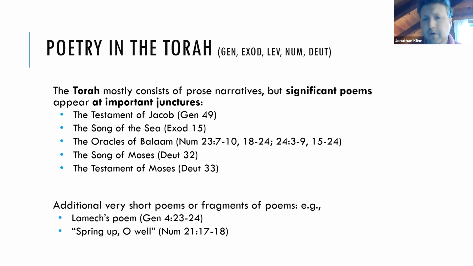In addition, there are some very short poems that occur here and there, or fragments of poems, such as in Genesis 4, Lamech's poem where he says Cain was avenged 7 times, Lamech will be avenged 77 times. We'll actually look at that verse a little bit later today. And then "spring up, oh well," that kind of phrase that may be familiar to you from singing praise songs, for example. That's actually from Numbers 21. It's just a tiny isolated fragment of a poem. But again, on the whole, in the Torah, there's not a lot of poetry.